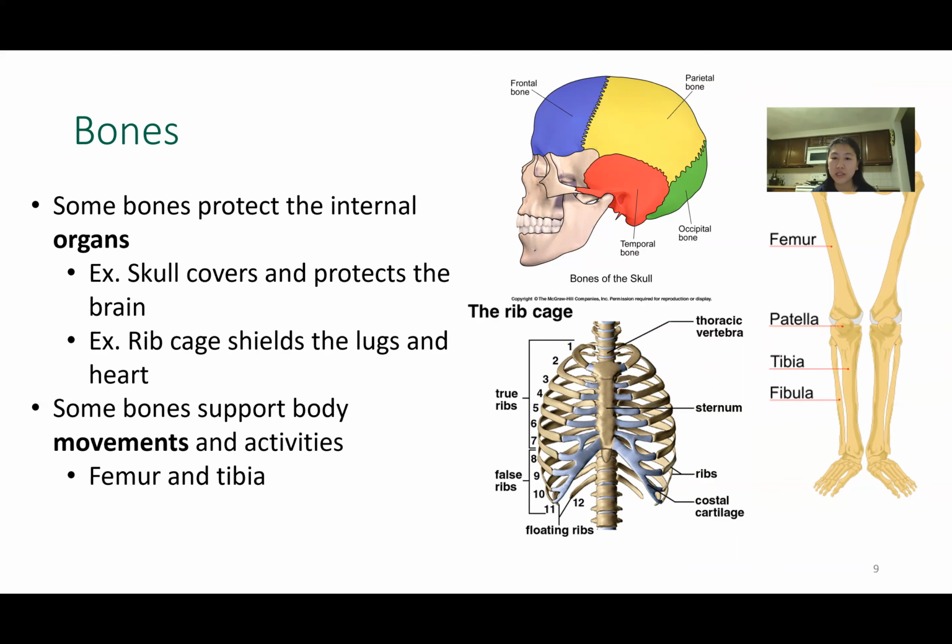The other example of the protective function of the bones is exemplified by the rib cage. A lot of us know that the rib cage protects the lungs and the heart and the major vital organs of our body. Without it, they can easily be hurt or injured. So the rib cage really shields them from a lot of injuries.